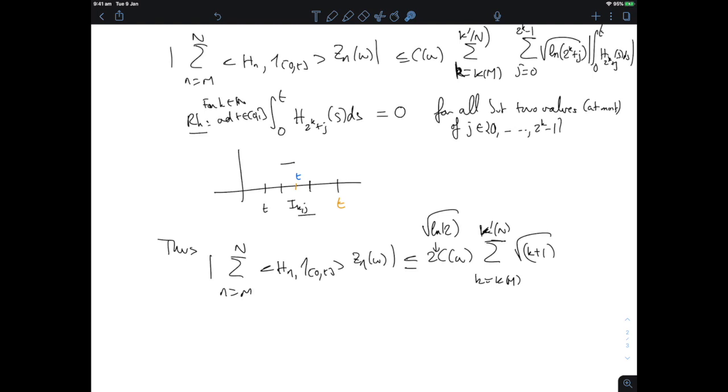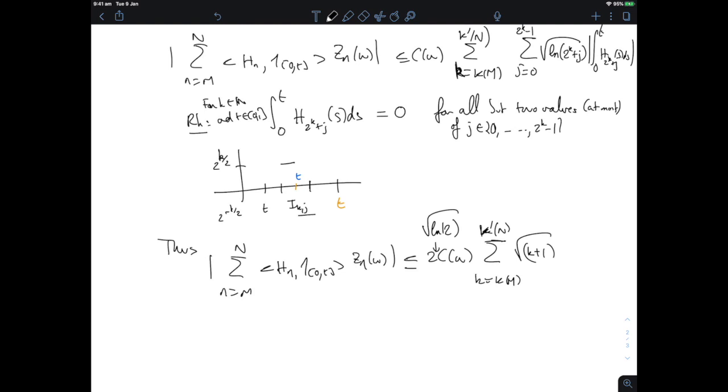what? Now I have to remember how my Haar basis is normalized. I was saying it's 1 or minus 1. It's not 1 or minus 1, of course. It's 2 to the k over 2, or 2 to the minus k over 2. And that's because the Haar basis is normalized in L2 norms.